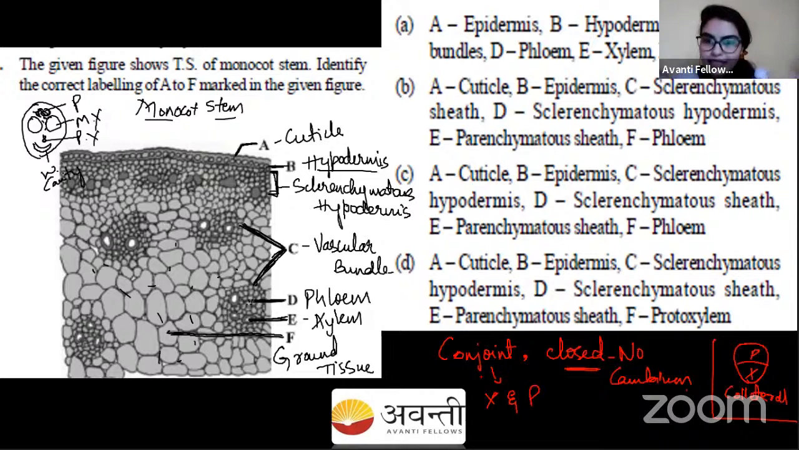Are you clear with the stems? Is there any doubt in the stem? If there is any doubt, please make sure to ask in the chat box. This is very important, guys. If you have any doubts with respect to monocot and dicot stem, no?